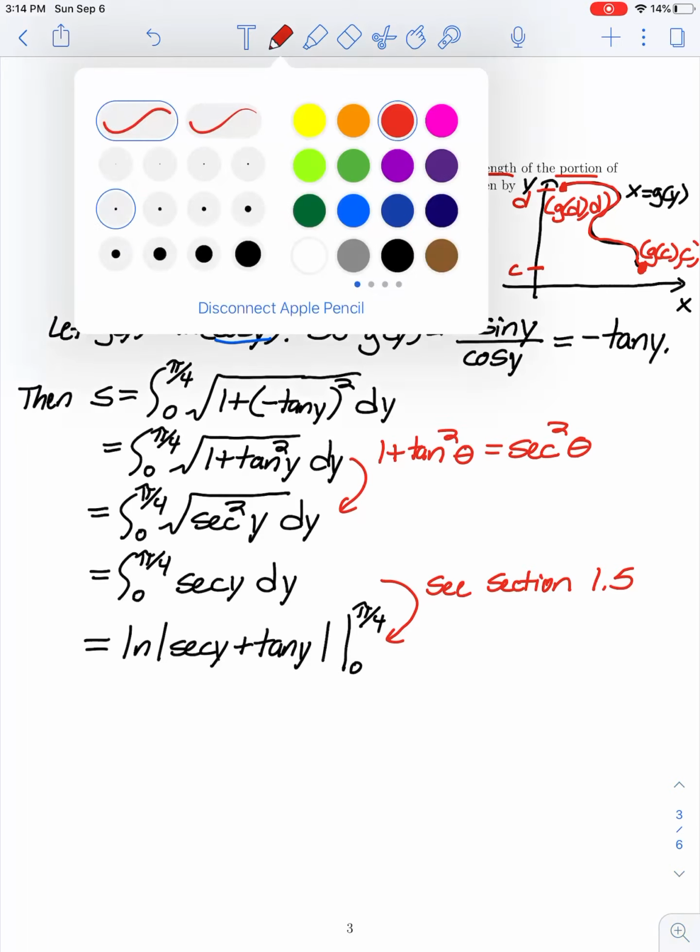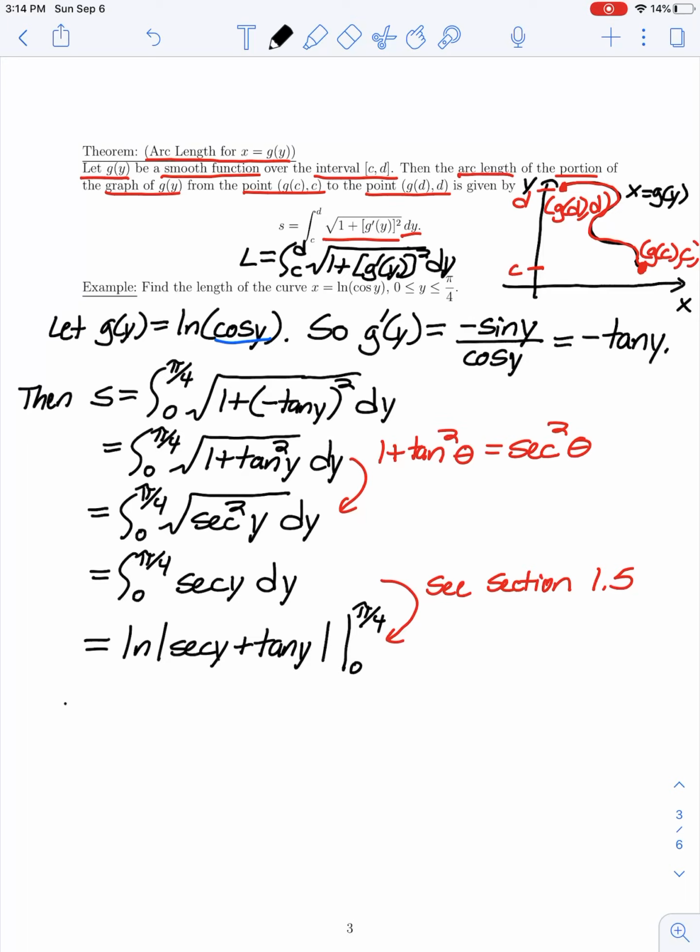So in our last step, let's evaluate this antiderivative at the endpoints of our interval. Here we have the natural log of the absolute value of secant pi over 4. Now secant, recall, is defined as 1 over cosine. Cosine of pi over 4 is 1 over the square root of 2. So to get secant of that value, we take the reciprocal, and we have simply root 2. Plus tangent of pi over 4, which is 1.